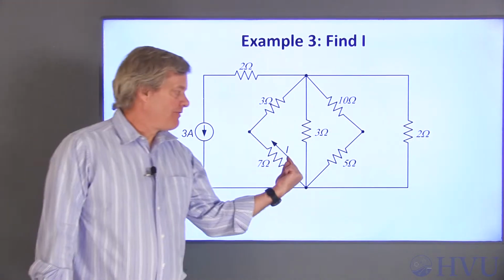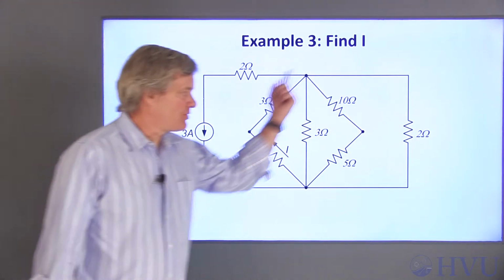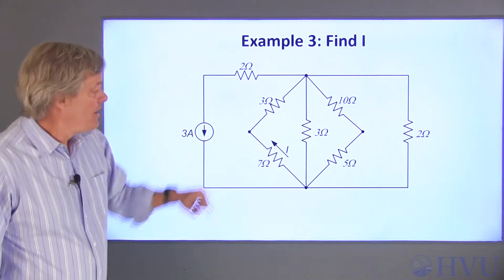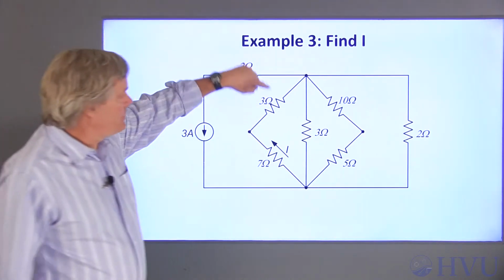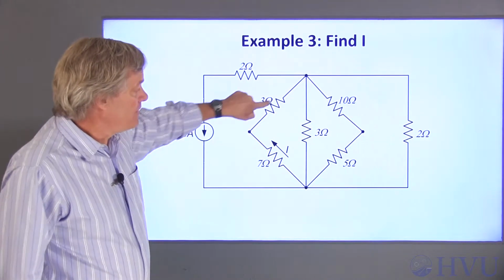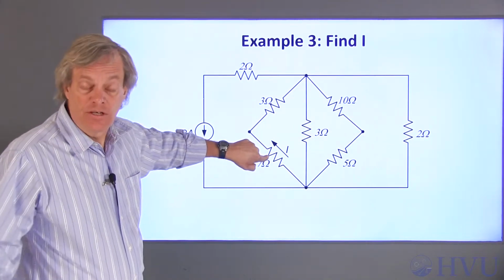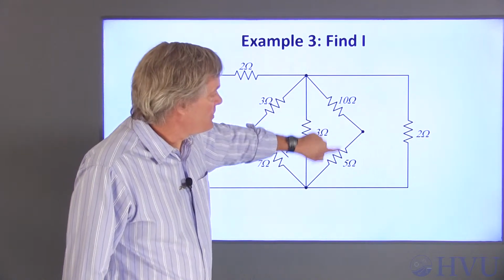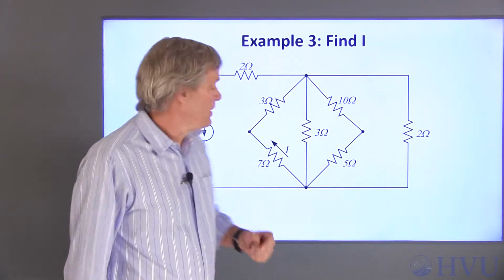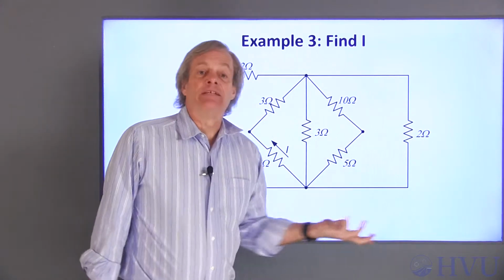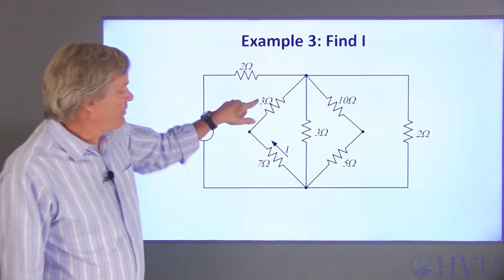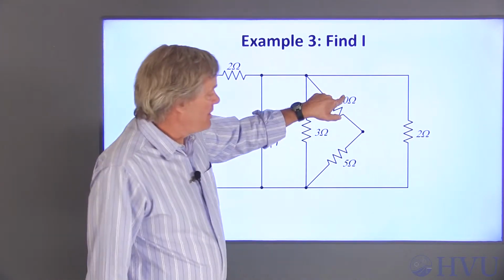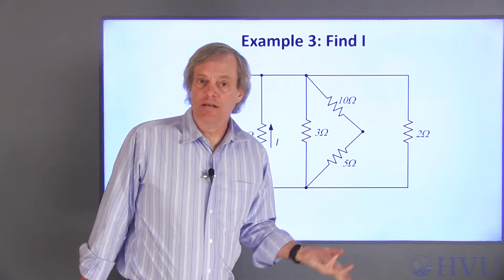In this example, we want to find this current I in this resistive network resulting from this 3 amp current source here. If I look at this node, I have only 2 resistors connected at that node. These two are going to share the same current, so they're going to be in series. Likewise, at this node, I have only 2 resistors connected. Those two are going to be in series. Let's make those replacements and then see where that takes us. So 3 ohms plus 7 ohms is equal to 10 ohms. And 10 ohms plus 5 ohms is equal to 15 ohms.